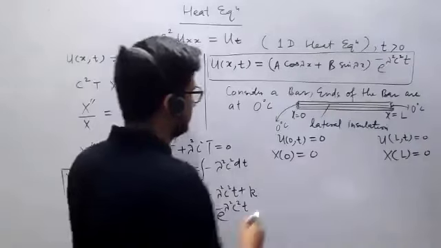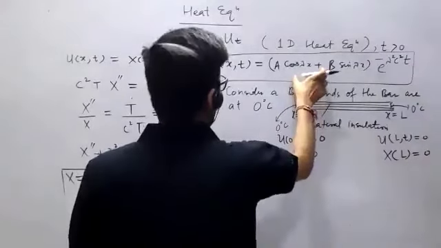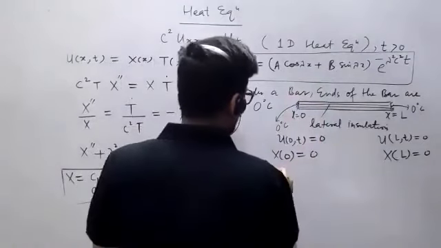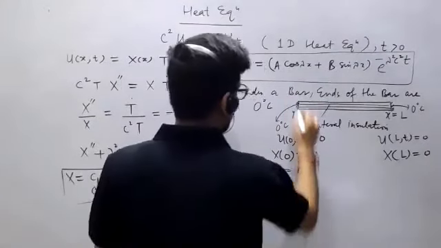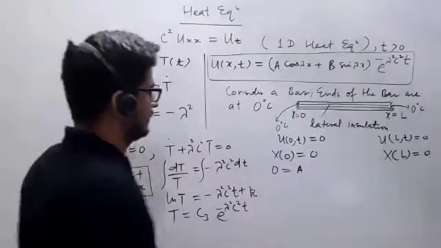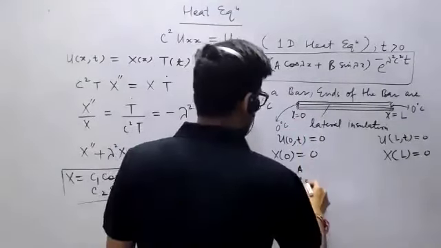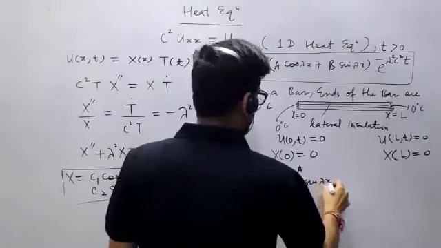Let us make this X(0) equal to 0. We know that this part is X(0). So X(0) is equal to 0, so 0 is equal to A. So this suggests that my X will become just B sin(λx). Correct?